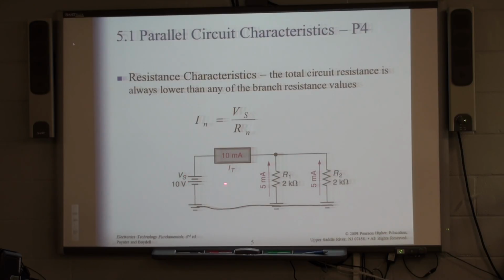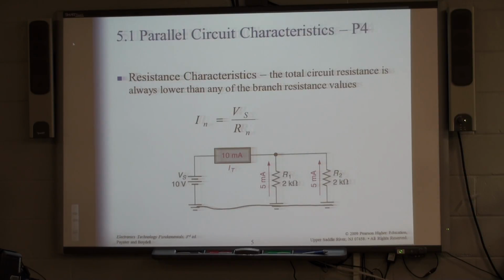Now, we've got a 2K and a 2K, and this is telling us we've got 5 milliamps coming through here and 5 milliamps coming through here. And that gives us a total of 10 milliamps, right? By at least what's on here.